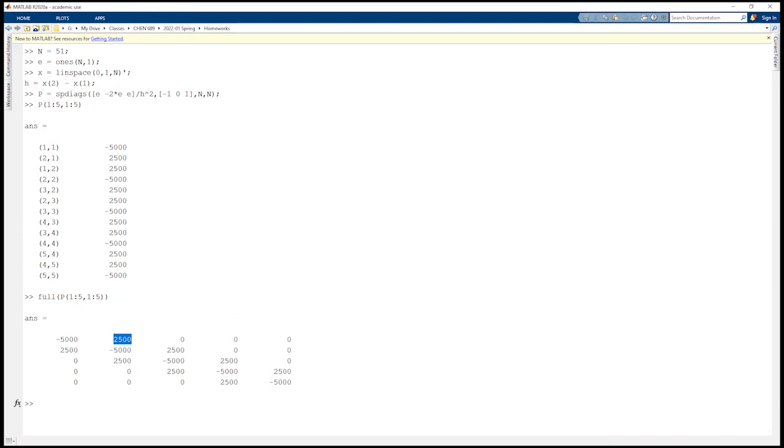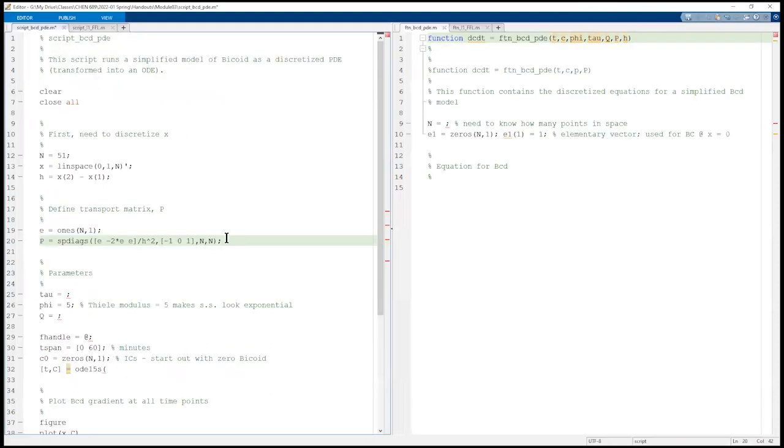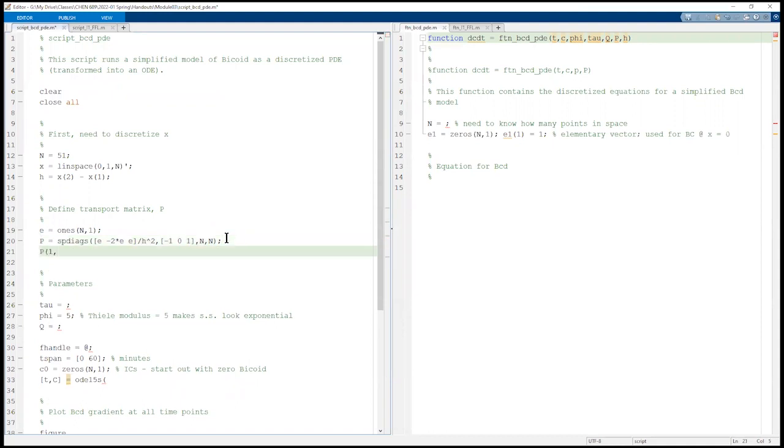So if I go back to the code here, after making this sparse matrix that has the structure that we want it to, I'm going to make the first row, second element, equal to twice what it was before. And the final row, next to last element, equal to twice what it was before. And I put an extra parenthesis.